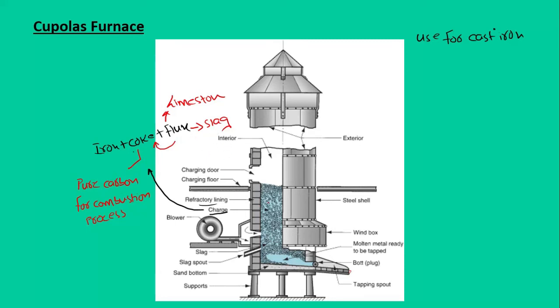The purpose of slag is that it forms a protective layer over the molten material. So the molten material at the bottom is protected from the internal environment of the furnace, so that there is no reaction between the molten material and the other gases, so that we can have the pure form. Once the molten material settles toward the bottom, we can take it out using the tapping spout.